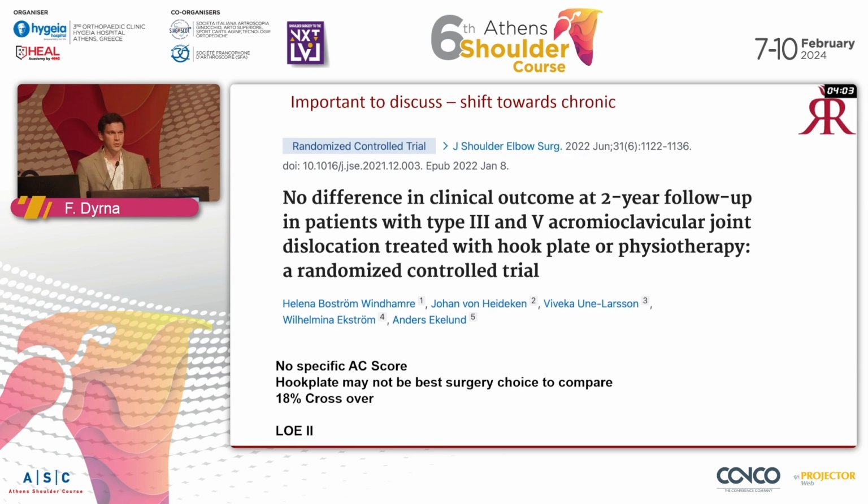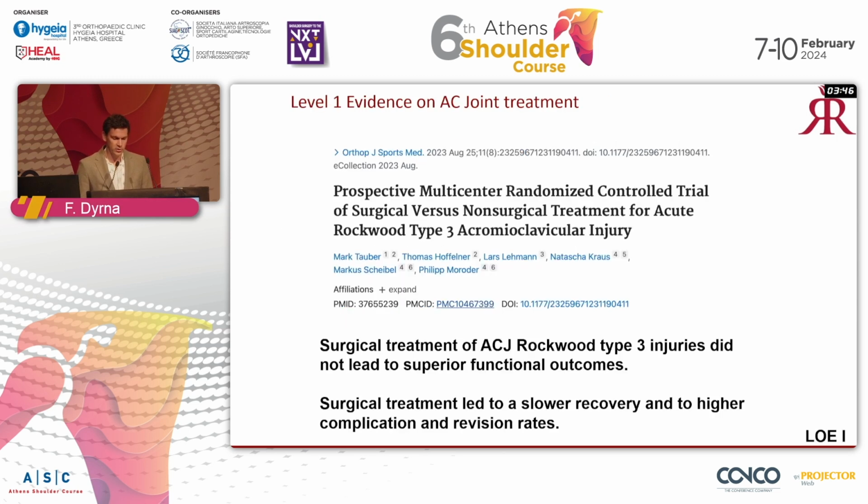And we have an 18% crossover rate, meaning 18% of the patients that were designated for the non-operative treatment arm crossed over into the operative treatment arm and may have changed the results. However, we do see really good results 2 years after non-operative management of AC joint injuries.